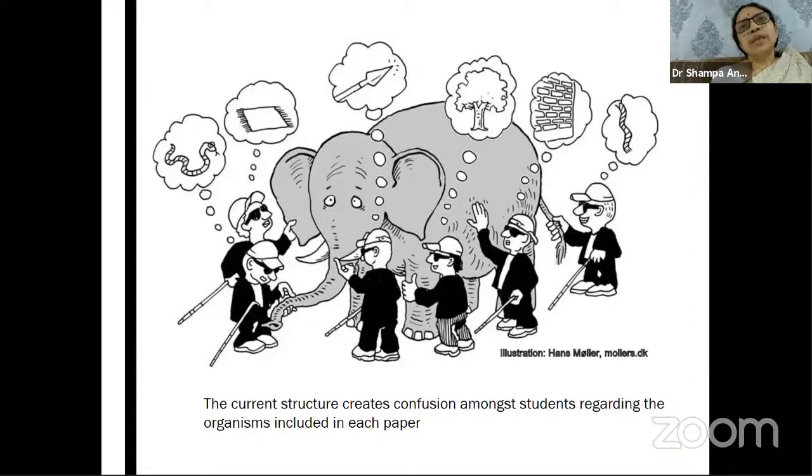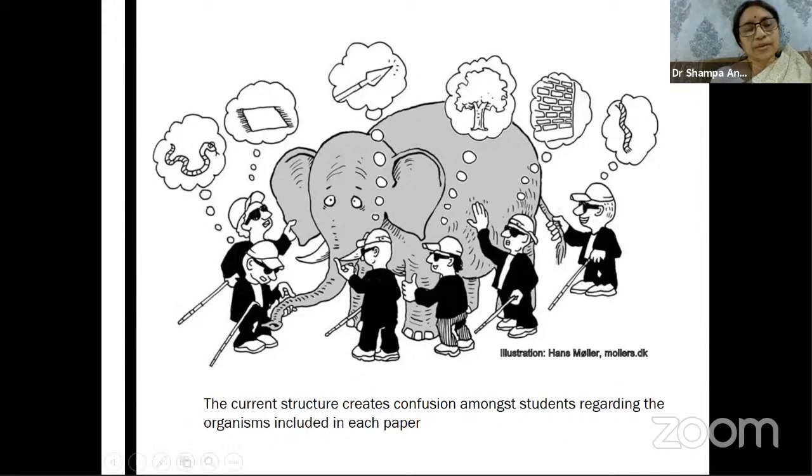And in many places like ours, we have to have one internal and one external. And so the question paper is not shared. The internal does not know what the external has asked. Both the papers are not set by the same paper setter. So there is every possibility that the same organism has been asked in both the papers.